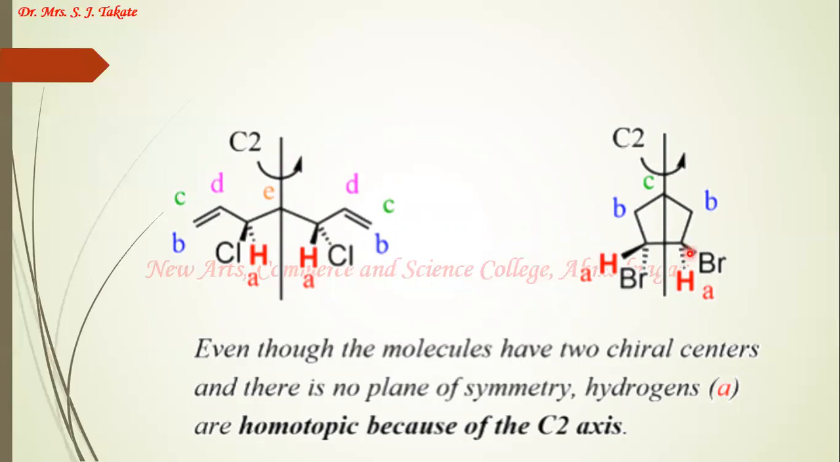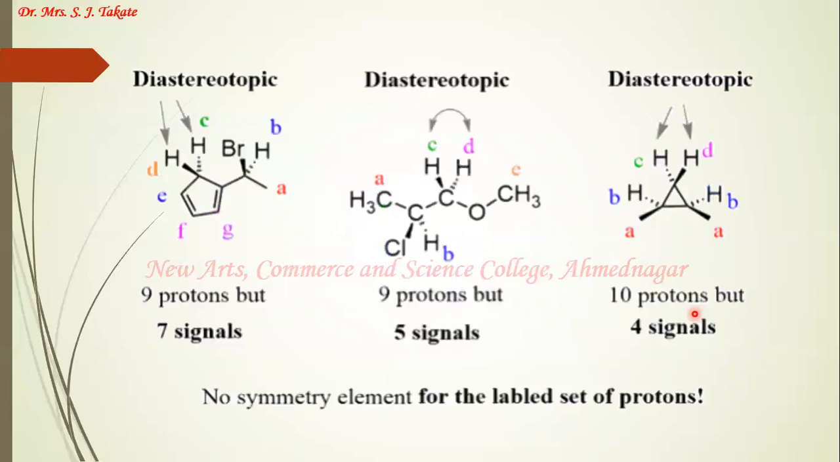What about these two A protons? Here also, even though they are present on an asymmetric carbon atom, as this possesses a C2 axis, it will show homotopicity, that is, the HA protons are homotopic protons.